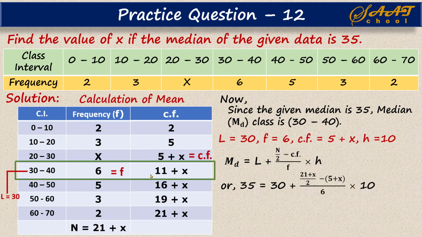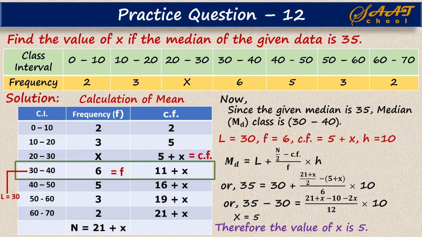So the median is given in the question, which is 35. The lower limit in this case is 30. The value of n is 21 plus x, so we take n by 2, and the cumulative frequency from here is 5 plus x. The value of f is 6, and finally the height of the class or the class interval is 10. Once you calculate, you can find the value of x. Now the value of x is 5 in this case.